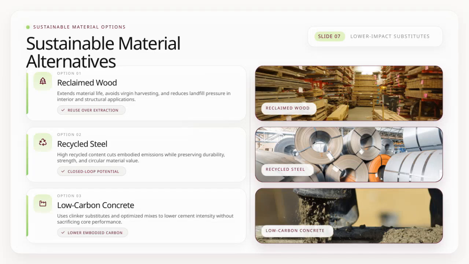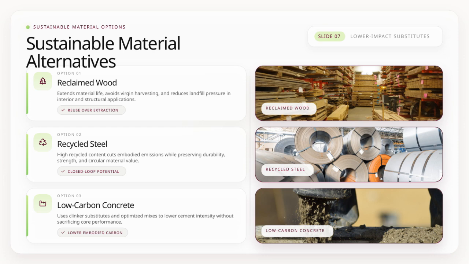Here, we're exploring three sustainable material options that can significantly reduce environmental impact in construction. First, we have reclaimed wood. This option extends the life of existing materials, avoiding the need to harvest new virgin wood, and helps reduce landfill pressure, making it a great choice for both interior and structural uses. It's all about reusing rather than extracting new resources.